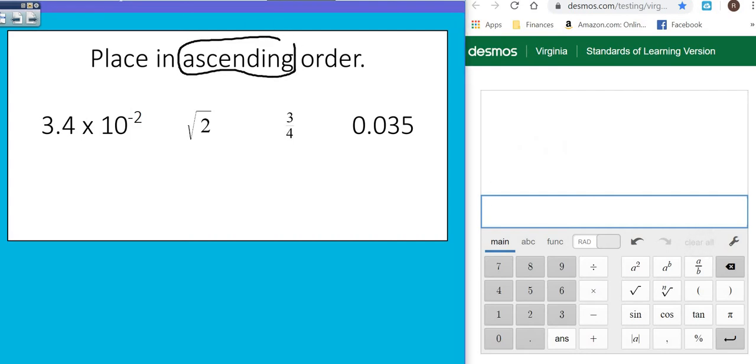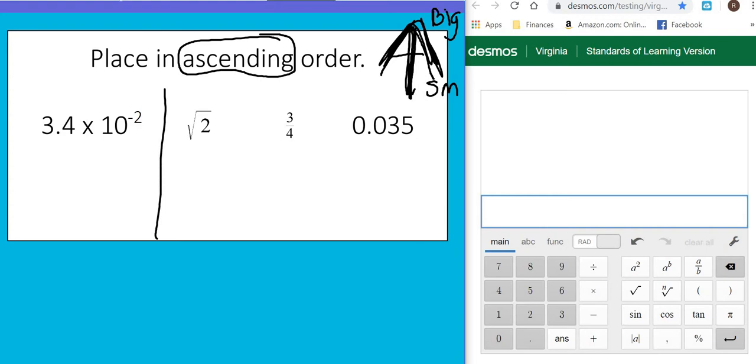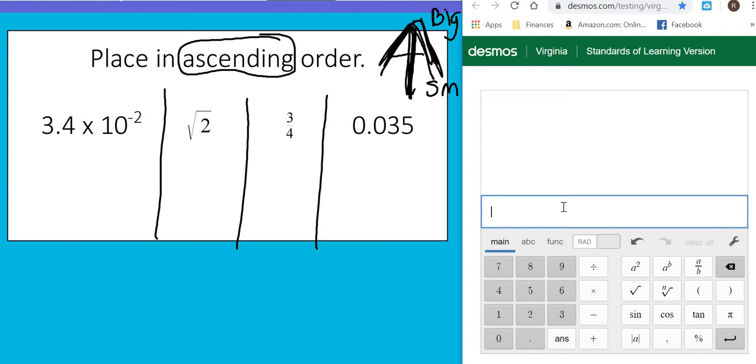So when you got something in ascending order, you know it starts with the letter A, and you know you can make an arrow with the letter A that points upwards. That means you're starting with the smallest things, and you're going up to the biggest. All right? So the first thing we're going to do is draw lines here. Always try to follow the same pattern so you don't mess up. We're going to come to our calculator and we're going to turn them all into percents.